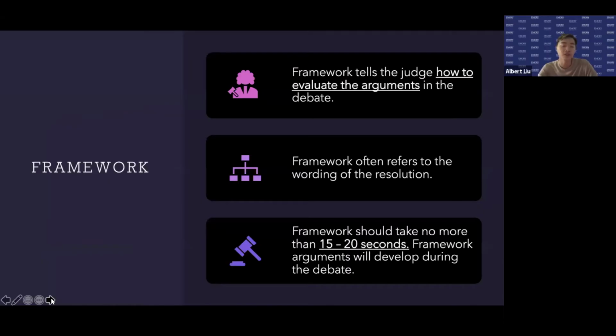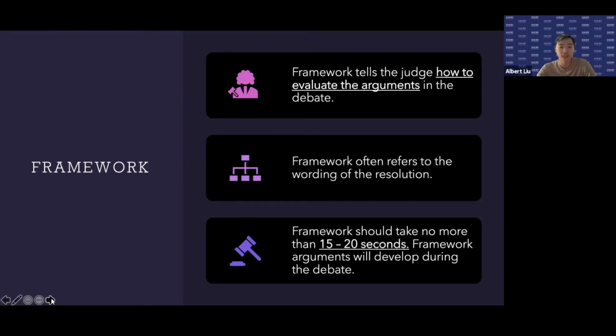Framework is the one special thing where PF is going to differ from a lot of other debates, in that the framework is going to tell the judge how you evaluate arguments in the debate. A lot of frameworks come directly from the wording of the resolution. We'll look at some examples on the next slide, actually, and it should really take no longer than 15 to 20 seconds. Framework is actually optional inside of this debate. If you don't want to propose a framework, or you just want to look at the resolution in total, you don't have to propose one.